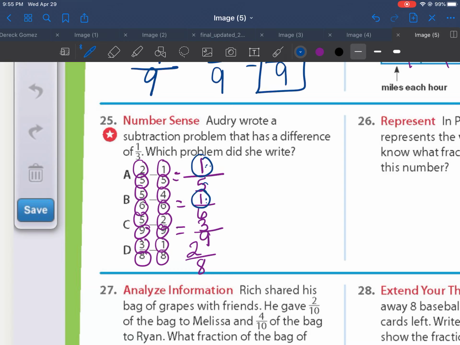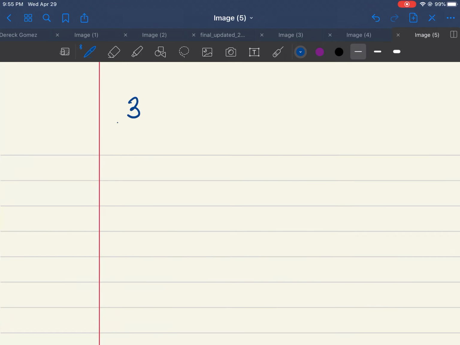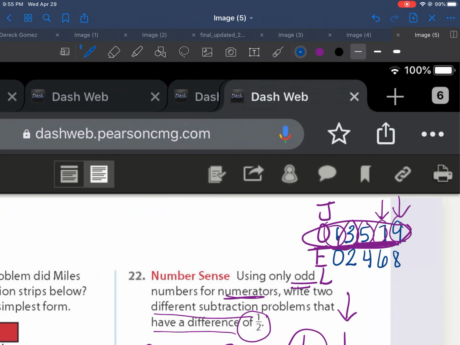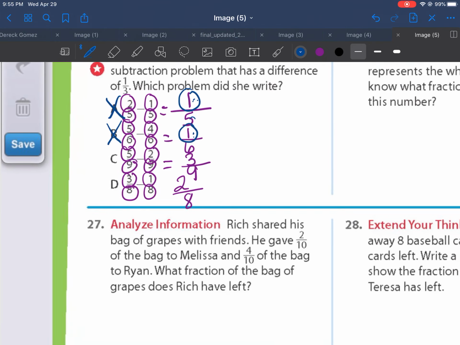Now, I'm going to eliminate A and B because if you notice, the numerator is 1. When the numerator is 1, you cannot make the fraction smaller. So right away, I'm going to eliminate those two. So I'm between 3/9 and 2/8. So I'm going to go ahead and bring my fractions to another page.